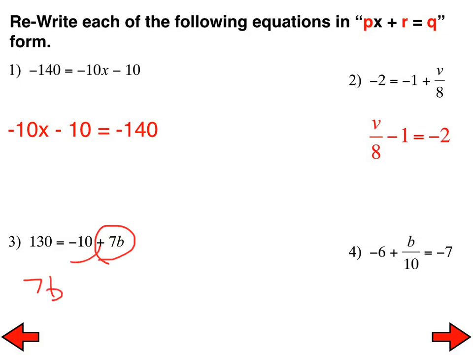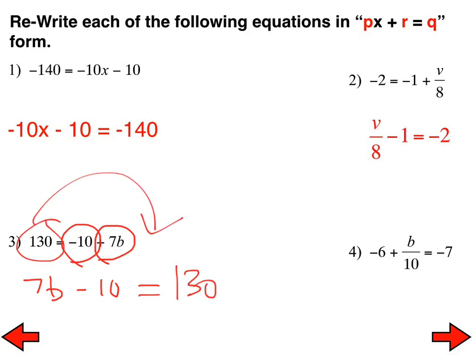And then as far as the second part, that is a -10. So you could either write it as -10 or plus -10. Those are equivalent to each other. I like -10 better. And then that was equal to, of course, 130 just needs to come over to the other side. So there is number 3.